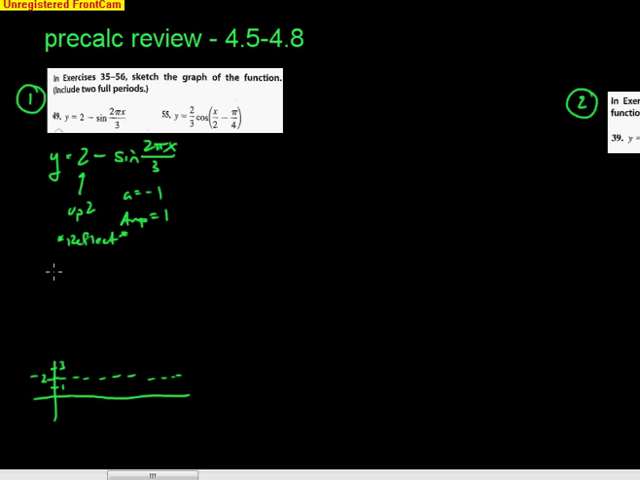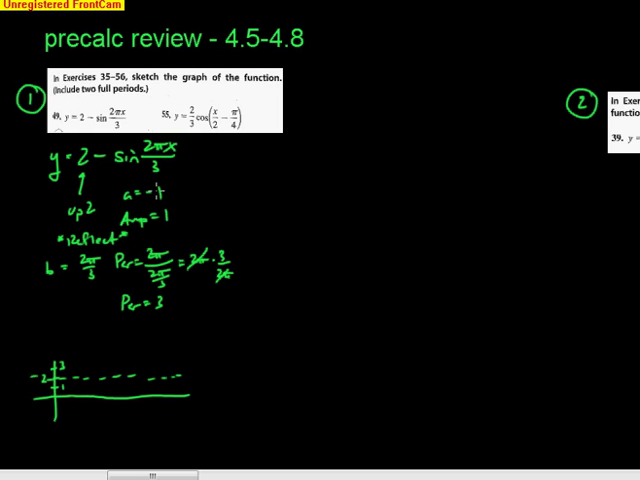Okay? B. B is 2 pi over 3. So to find the period, we take 2 pi and divide it by b, 2 pi over 3. This is the same thing as 2 pi times 3 over 2 pi, and the 2 pi's cancel. And your period here is 3. So we're looking for a length of 3 on our x-axis.